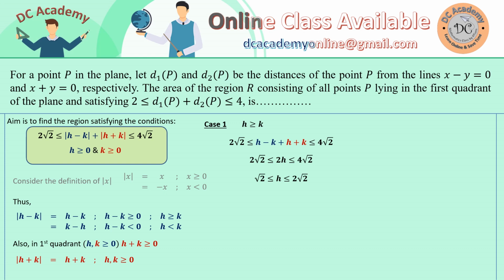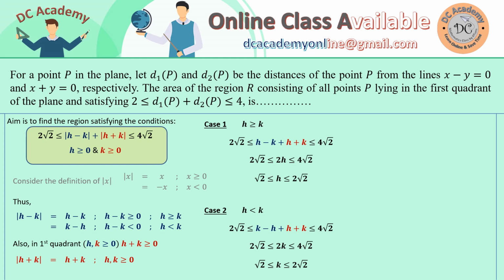That's very simple arithmetic. So therefore you understand that if h is greater than or equal to k, then h must lie between root 2 and 2 root 2 to satisfy the given inequality. Go ahead and consider case 2 where h is less than k. Here mod of h minus k will be replaced by k minus h, and the remaining h plus k will be as it is. So now h gets cancelled and 2k lies between 2 root 2 and 4 root 2, and hence k lies between root 2 and 2 root 2.